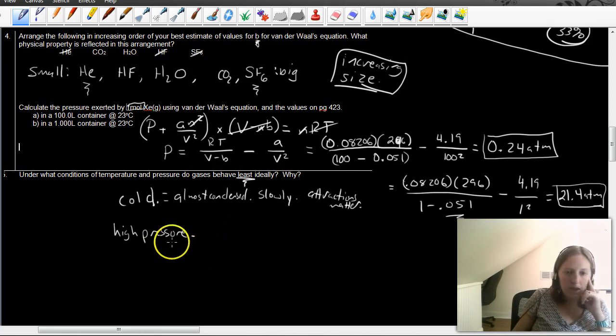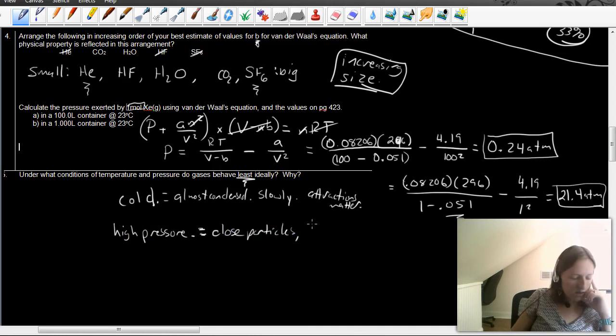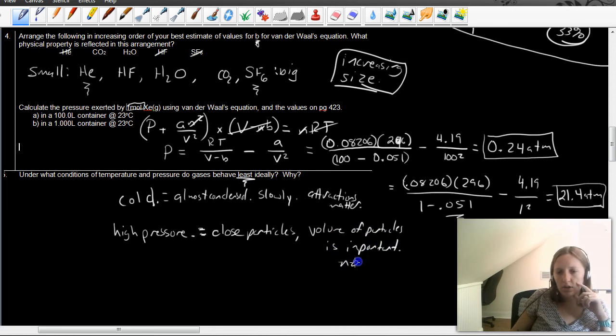And the high pressure, when you have high pressure and it's cold, which is sort of hard to accomplish, so high pressure, what you've got is particles that are really squished. They are close particles. And so the volume of particles is important or non-negligible.